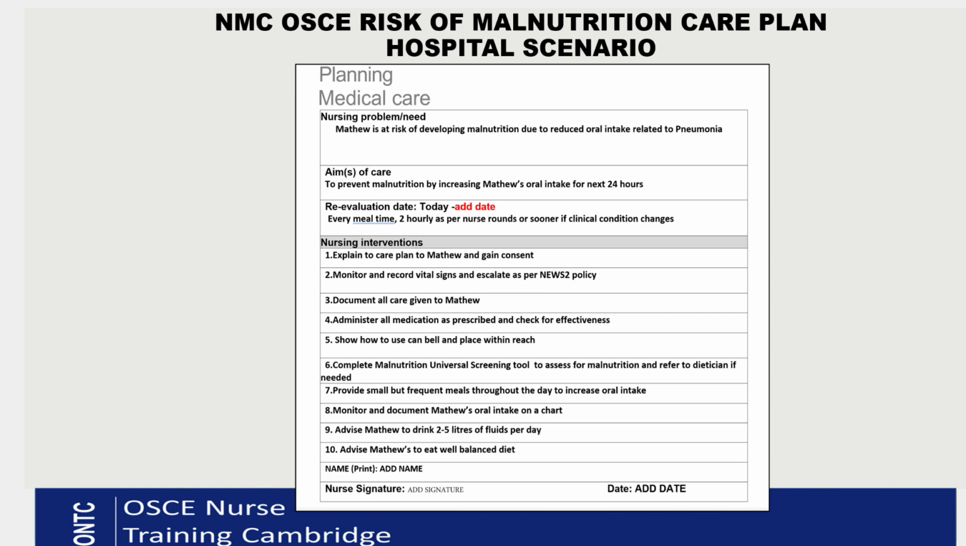have already identified that Matthew hasn't been eating that well for the last few days. He has reduced appetite due to shortness of breath related to pneumonia. So you have already done that assessment, you have already worked out the nursing need in the assessment station. Now how do you word and write a risk of malnutrition care plan?